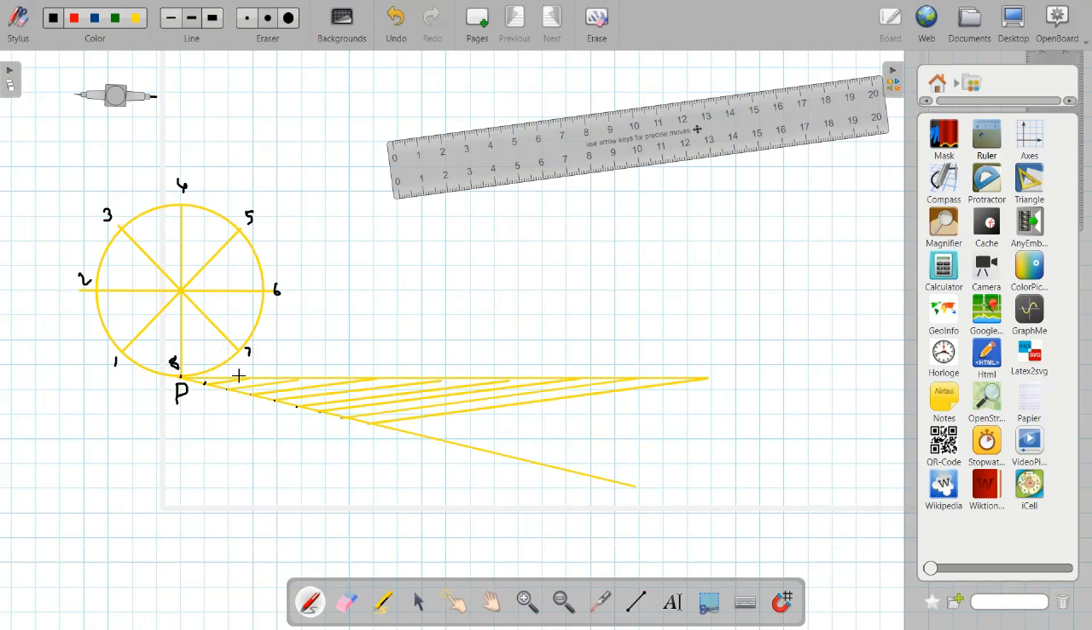Now, the same numbers are to be given on this particular line also. So this first section will be termed as 1. Then this will be termed as 2. Then this point is 3, 4, 5, 6, 7, and 8. So now the circle and the line are divided into 8 equal parts.